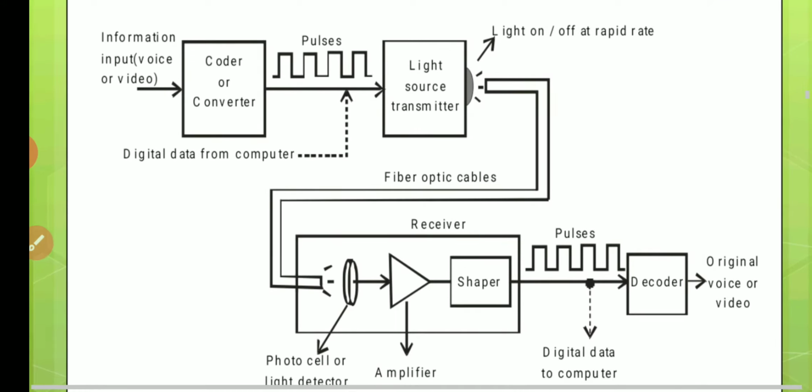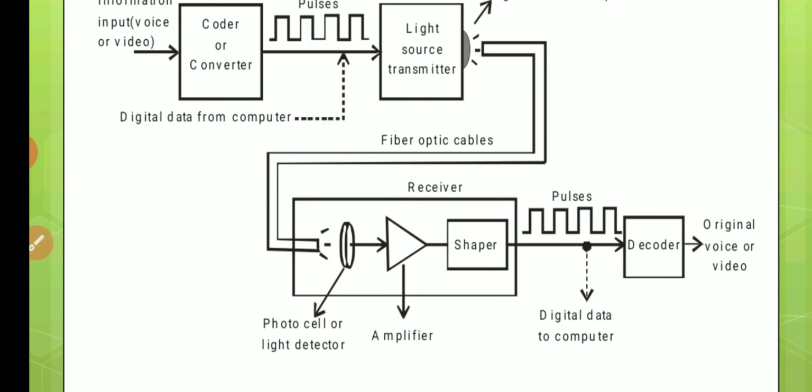Here is the basic block diagram of an optical fiber communication. In this figure, the information is the voice or video, just remember the cable connection in our home, that is the voice and video we receive. Coder or converter means we convert this voice or video to digital form, that is zeros and ones pulses. Then these pulses are transmitted through the light source transmitter. The light source transmitter we use is a laser, LED, or laser diode. Then it passes through the fiber optic cable.